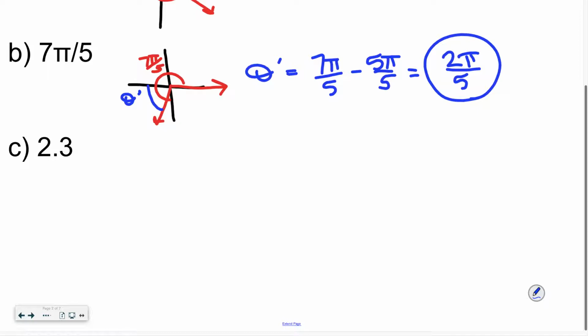2.3. Oh, okay, I get it now. It's in radians. Okay. 2.3 would be where? And then the second. Who said that? Second. Why?